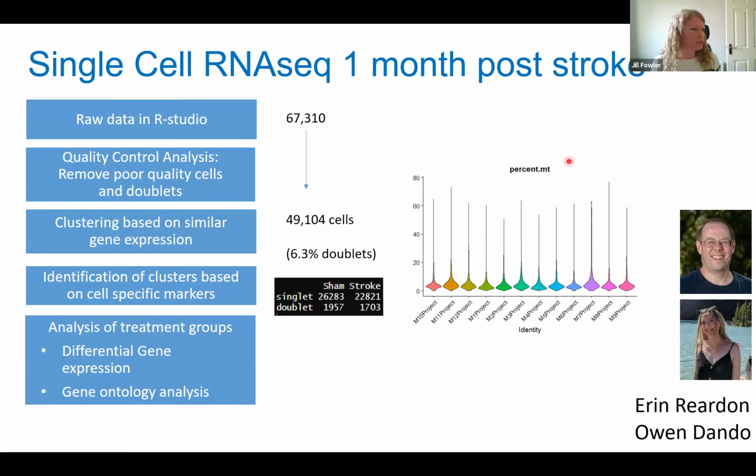So the general workflow she was following is shown here. The data is analysed in RStudio, and we undertake a number of quality control steps, such as removing poor quality cells, doublets, and applying a mitochondrial filter. Then we form what we call UMAPs, which I'll show in the next slide, where we cluster together cells which have similar transcriptomes, and we try to work out what cellular populations they are. Then we can go on and undertake our analysis. We can do differential gene expression, either comparing stroke versus sham, for example, or even comparing different clusters from the same animal.